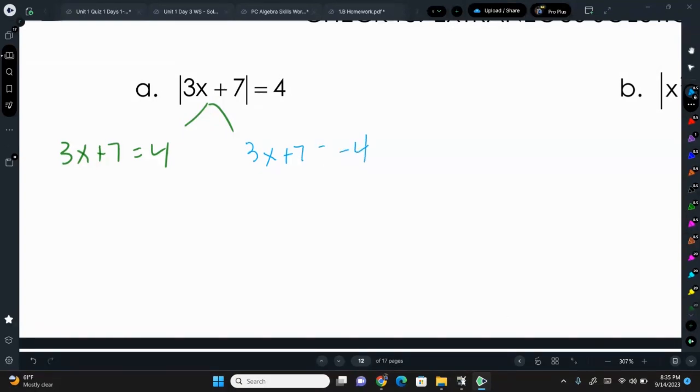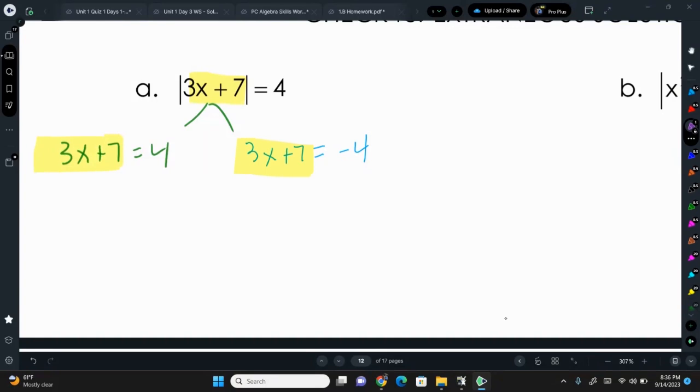What this does is it changes just the sign of the right side, where we go positive 4 and negative 4. The inside stuff stays exactly the same. The absolute value bars go away. We leave that left side alone. We change the right side. And then we solve them separately.